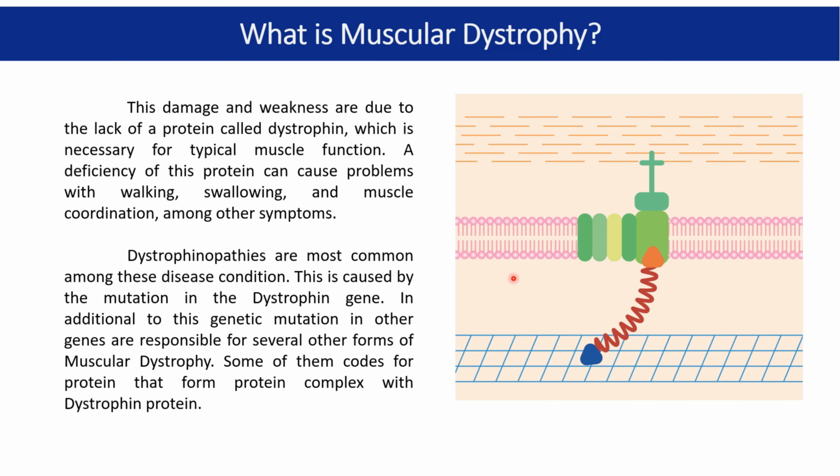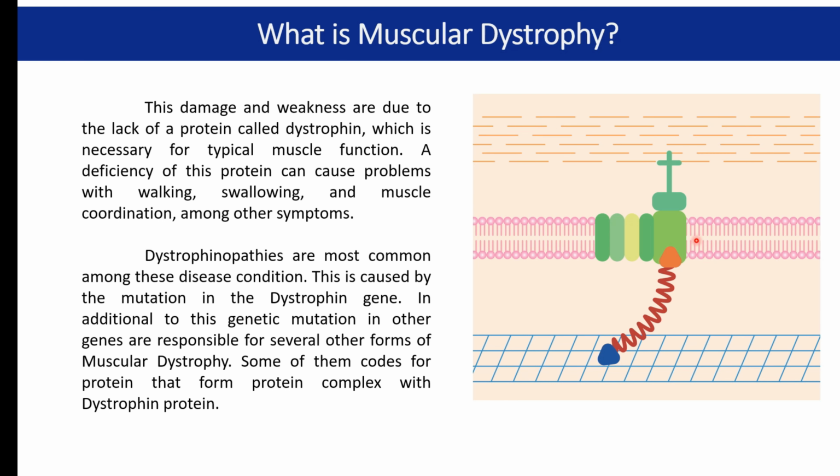So what happens in this condition? It typically involves the dystrophin protein, which is very essential for muscle function. In the absence of this protein, or a mutated version of the protein, it becomes difficult for the patient to walk, swallow food, or coordinate muscles; everything is affected. Dystrophinopathies are very common among this disease condition, caused by a mutation in the dystrophin gene.